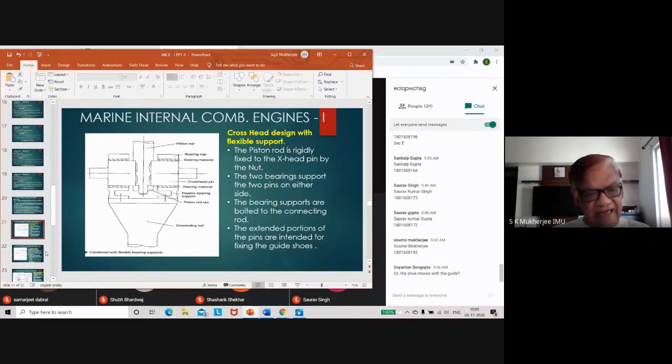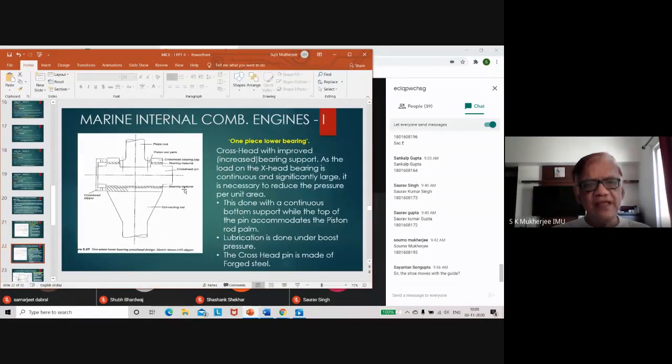Let's have a look at the next diagram. Now here you see a crosshead with a little different design. This is called a one-piece lower bearing. If you see, under the bearing shell is a complete surface on top of the tabletop. You get it? Now, this is the shell and this is the keep. The whole thing is supported underneath so that the crosshead pin, the entire surface, allows for contact. So there's a larger surface area, and the pressure per unit area is much reduced.